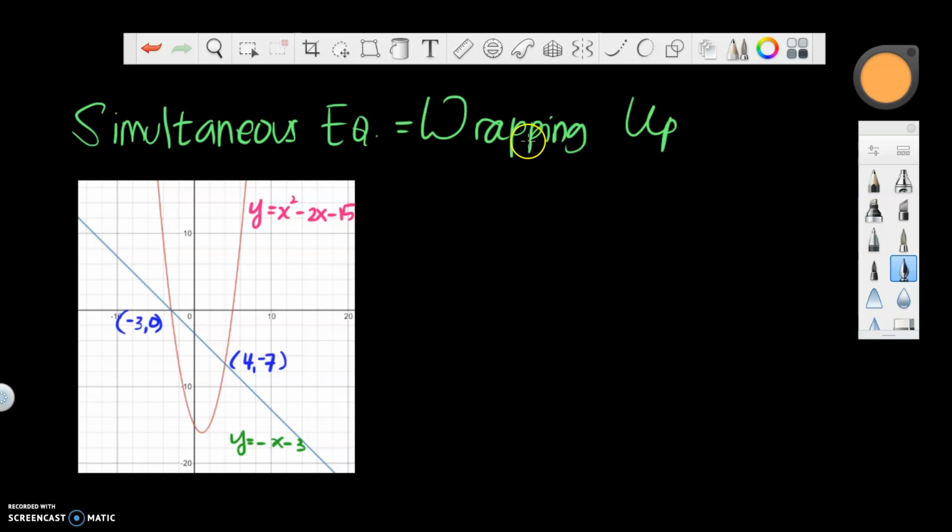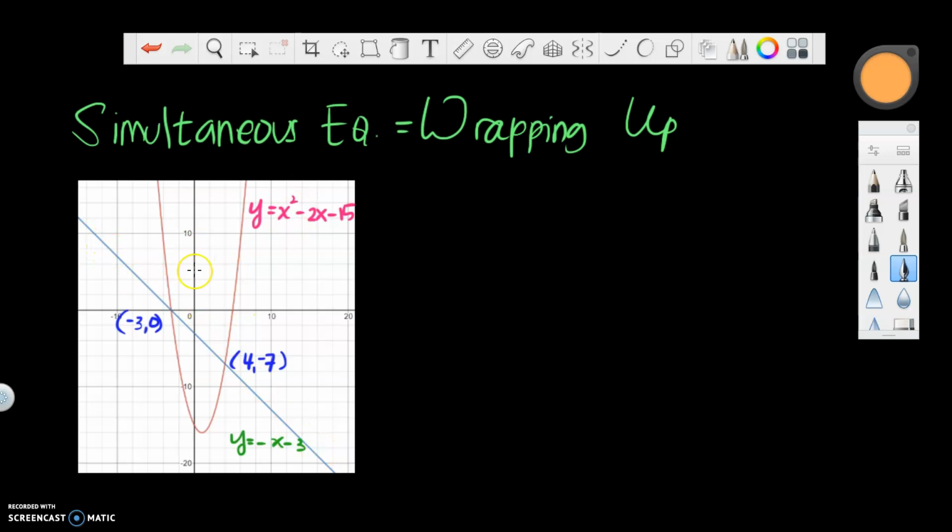Hello guys, so this is a short video just to wrap up what you have learned so far about simultaneous equations. You know that from the geometrical exploration over here, like you can see from this curve and a line. So simultaneous equations are two or more equations that are drawn on the same page like this.